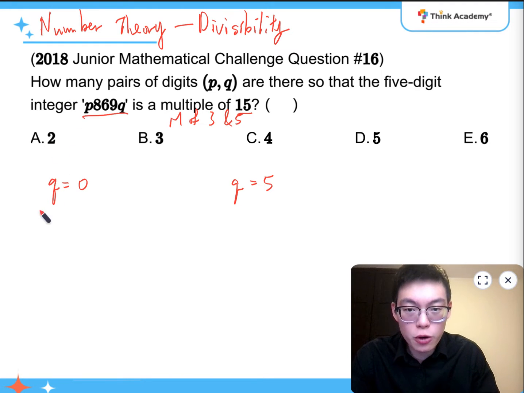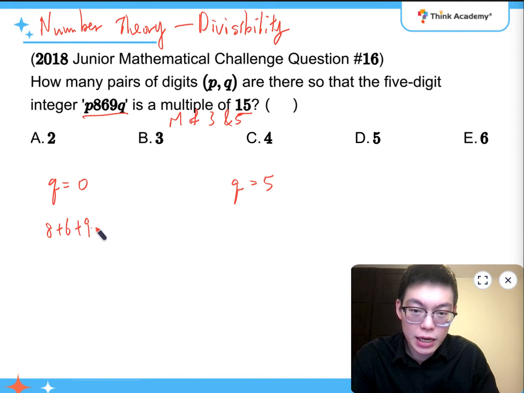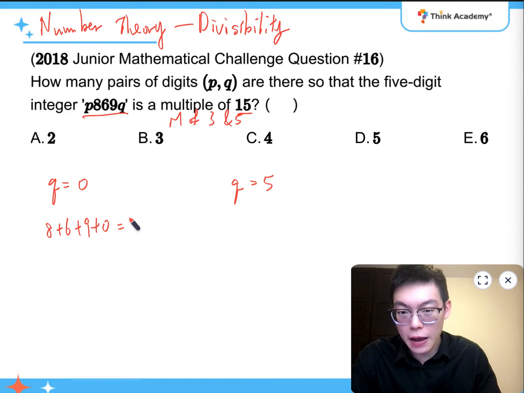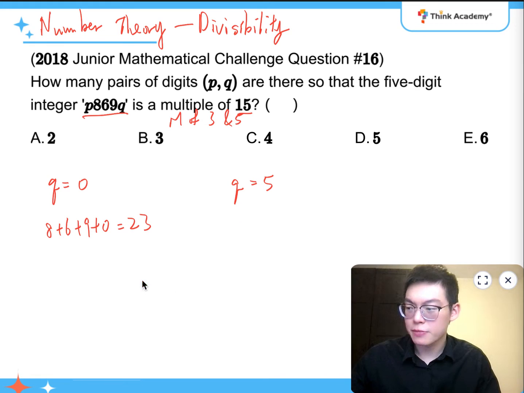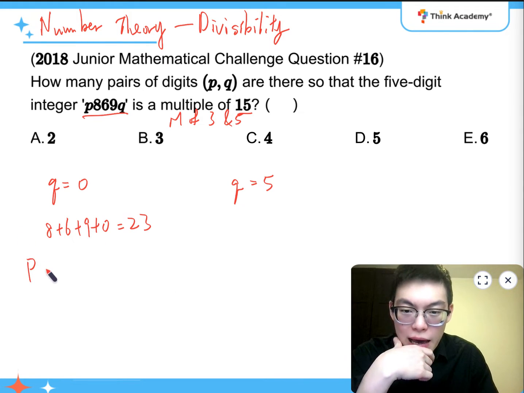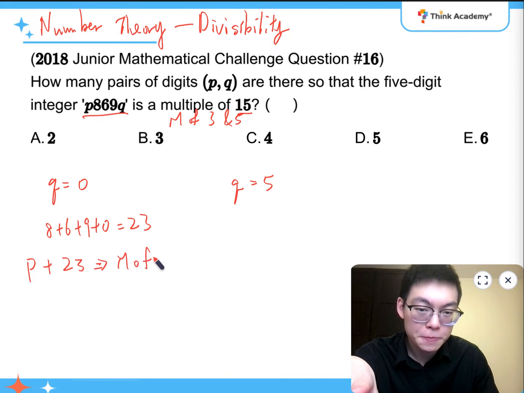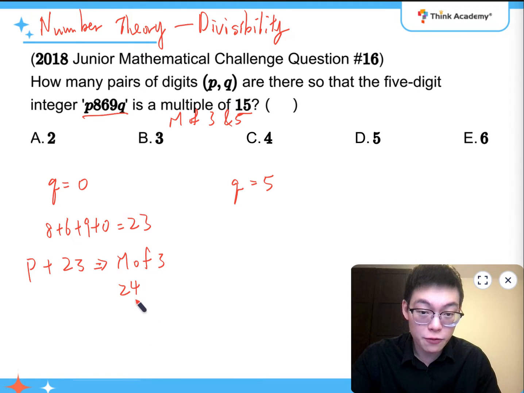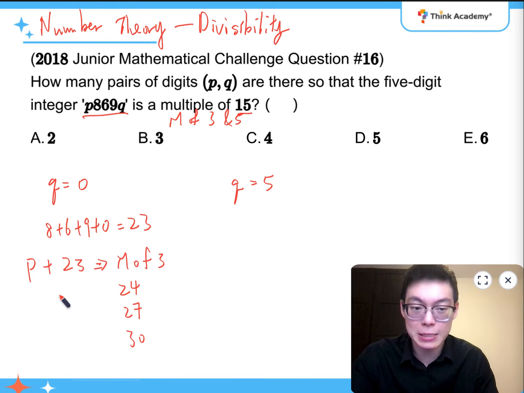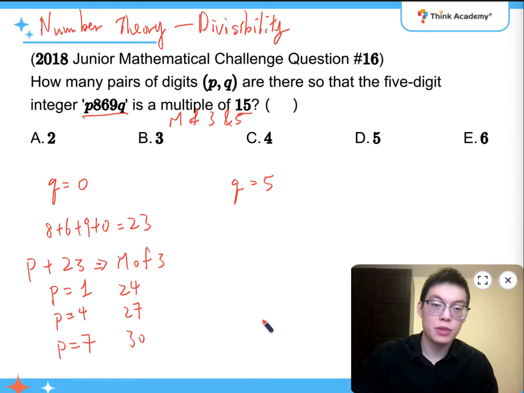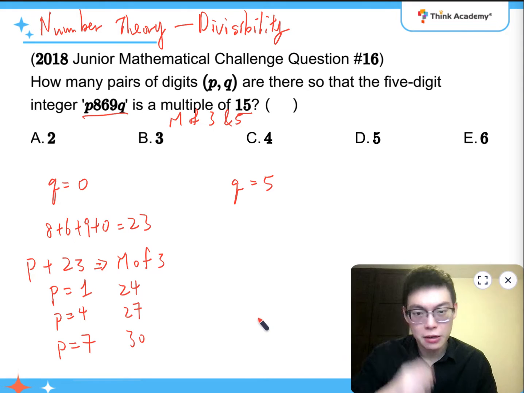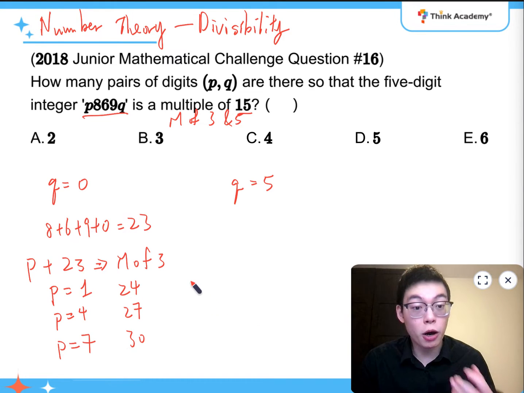So when Q is 0, 8 adding 6 adding 9 adding 0 is 23, is it? Yeah, it's 23. So now we know that P adding all of these is going to be a multiple of 3. Which means that it can be 24, 27, or 30. Can it be 33? No, because P can't be 10 since it is just one digit, right? So it means that P is going to be 1, or P can be 4, or P can be 7. There are 3 different cases for P, right? So when Q is 0, there are 3 possible P's.